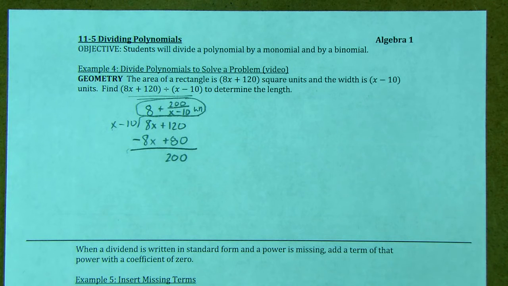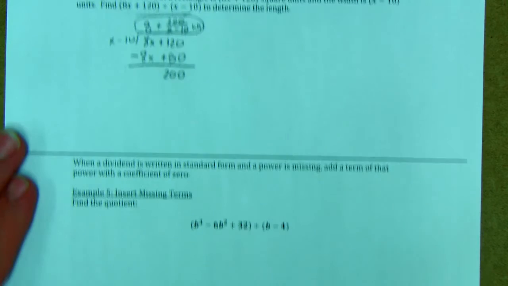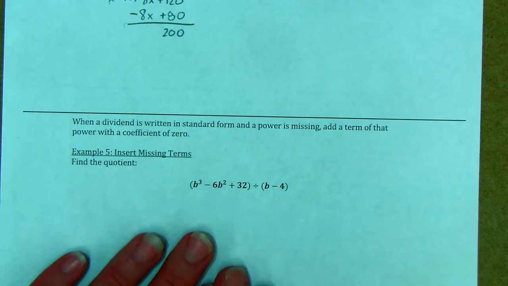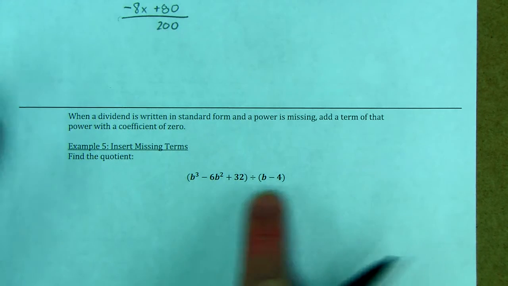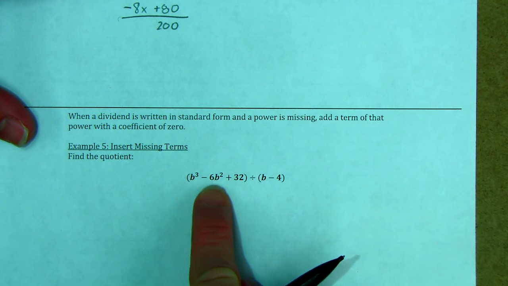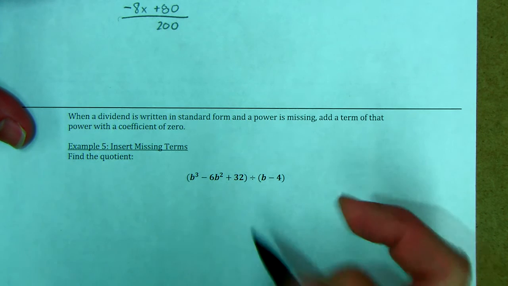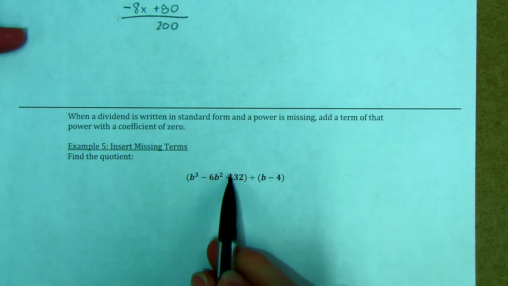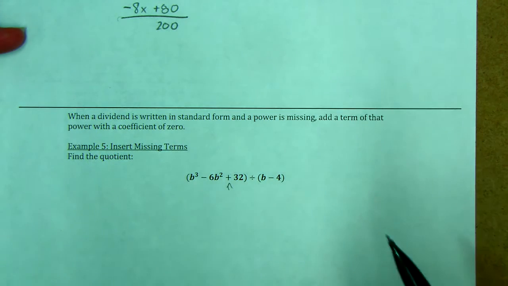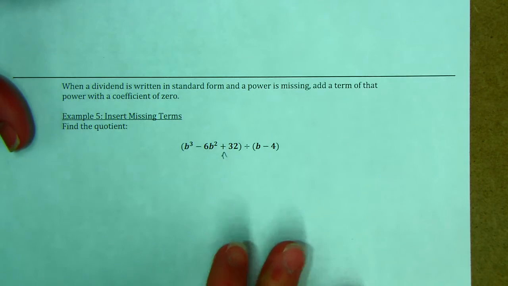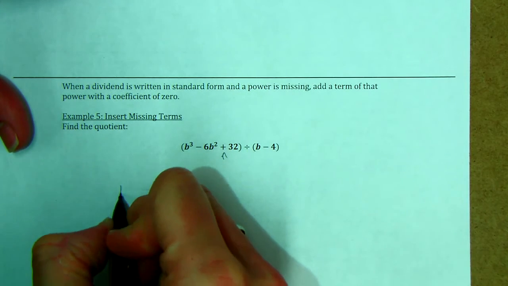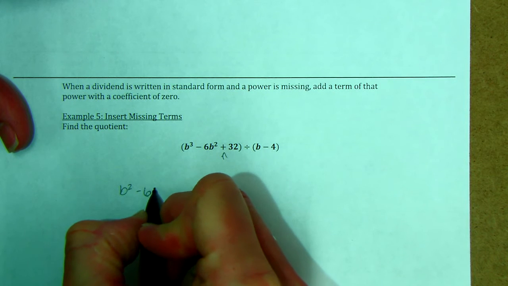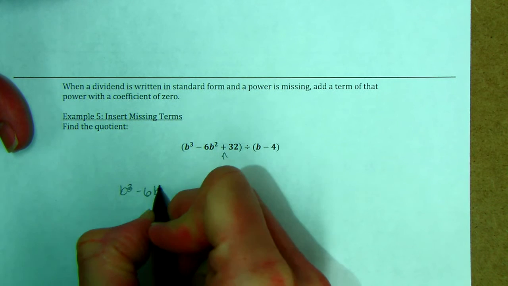Okay, one last thing. What if when we divide with our long division, with our binomial, take a look in here, b cubed minus 6b squared plus 32. We are missing the b term. So when we are missing a term, 3, 2, 1, 0, we have to replace it in our division with a 0 coefficient. What that means is we have b cubed minus 6b squared. We don't have a b term, so I'm going to put in 0b and then plus 32.